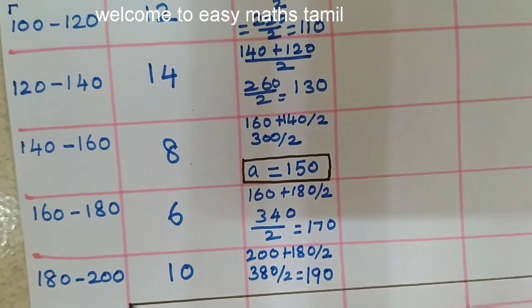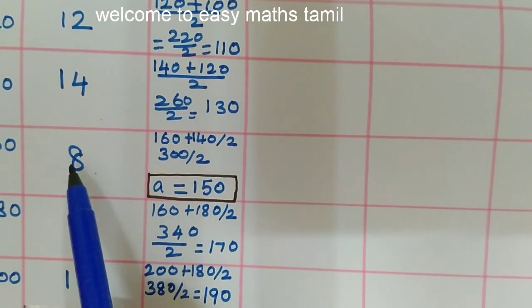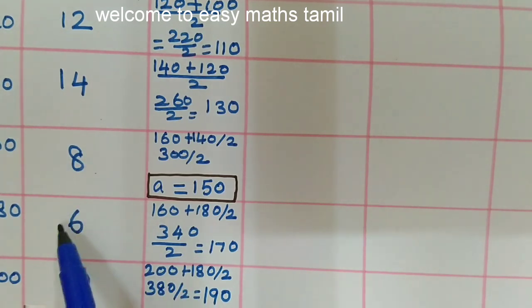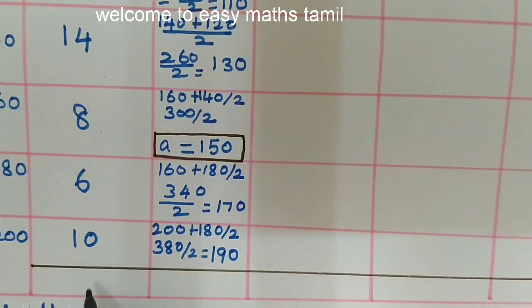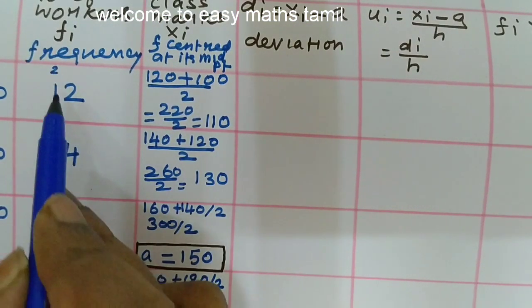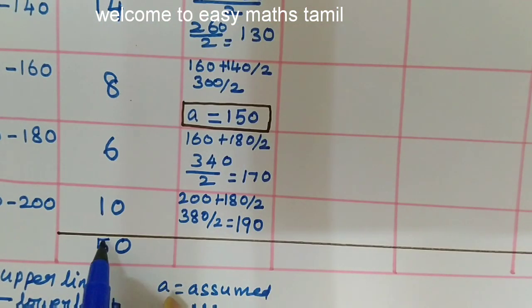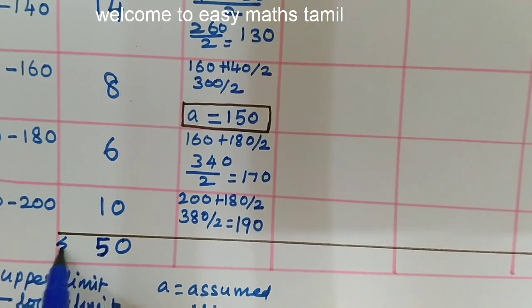Let's calculate the di value. Before that, add the values of frequency. 12 plus 14 plus 8 plus 6 plus 10 is 50. So sigma fi is 50.